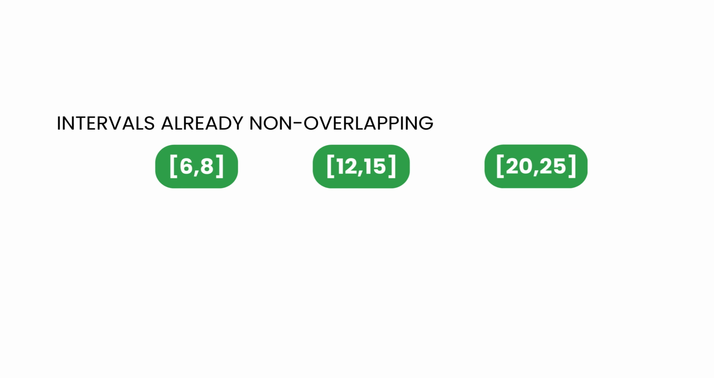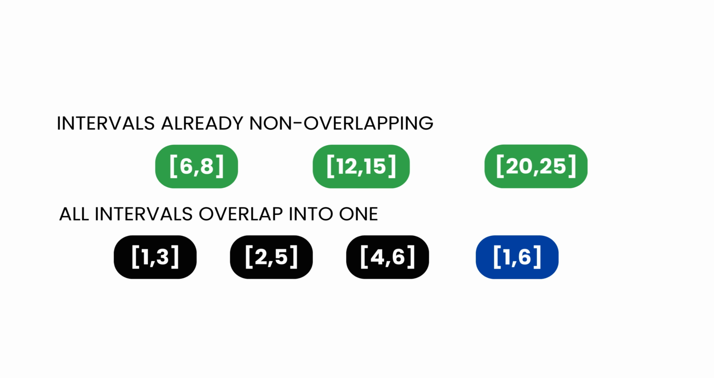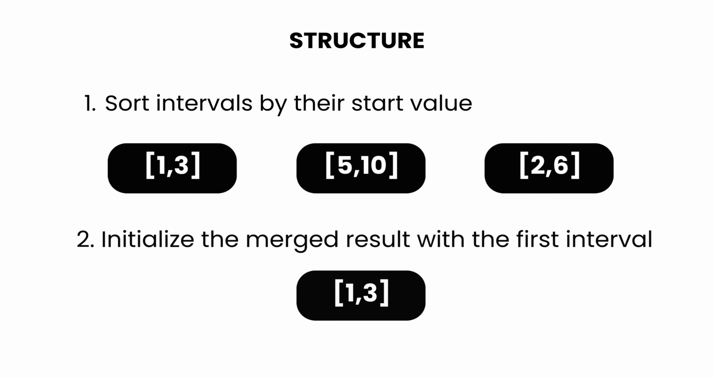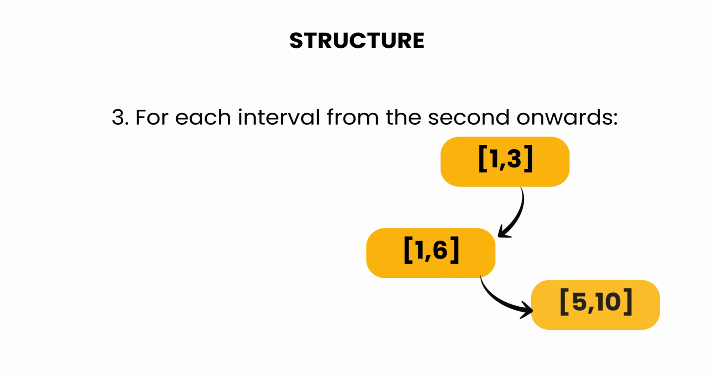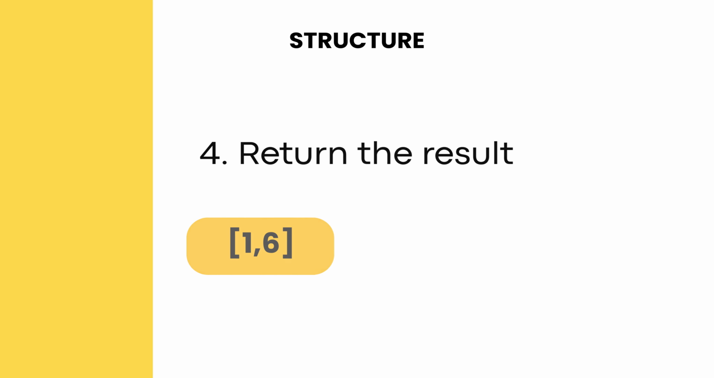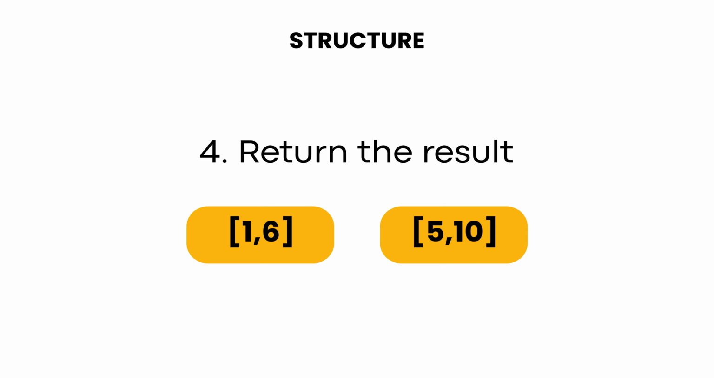Edge cases: intervals already non-overlapping, all intervals overlap into one, and empty input. Sort intervals by their start value. Initialize the merged result with the first interval. For each interval from the second onwards, if interval.start is less than or equal to last.end, merge and update last's end. Else, append the interval to the result. Return the result. Sort the list, then make a single pass through the intervals for merging.